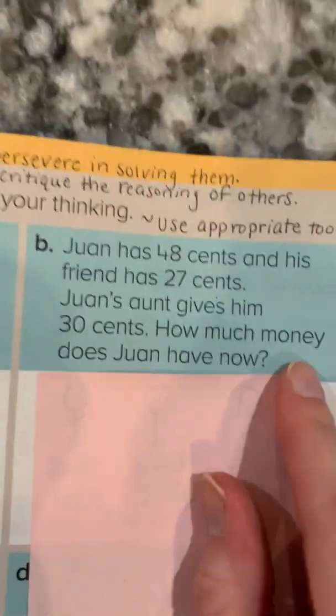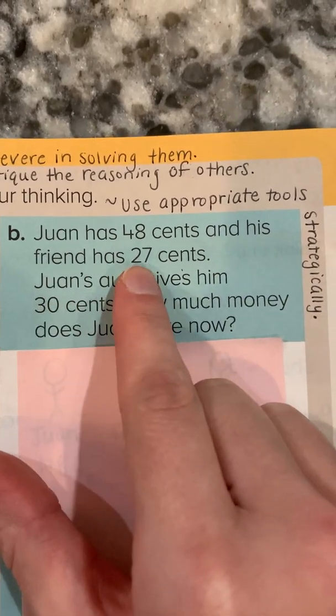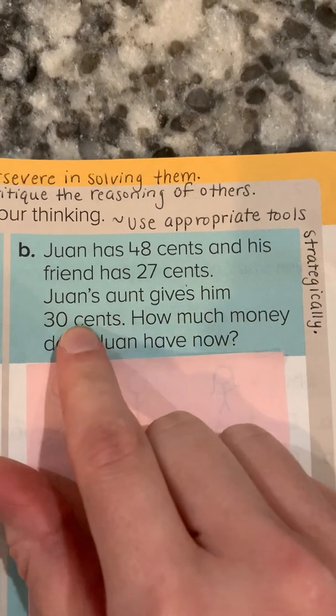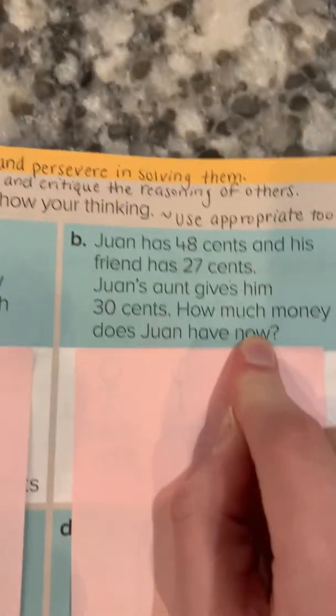It says, Juan has 48 cents and his friend has 27 cents. Juan's aunt gives him 30 cents. How much money does Juan have now? So my 3 friends are my mom, my dad, and Callie, my younger sister.